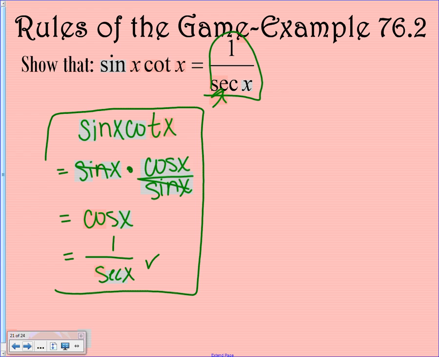So you have to keep manipulating one side until it equals the right. You can't solve both sides at the same time. You only work on one side of your equation. Okay, so let's look at one more.